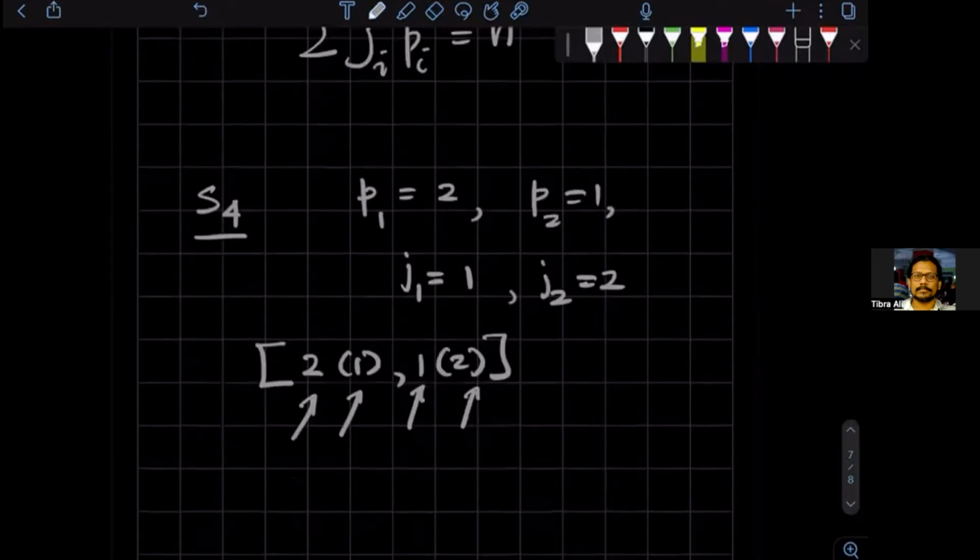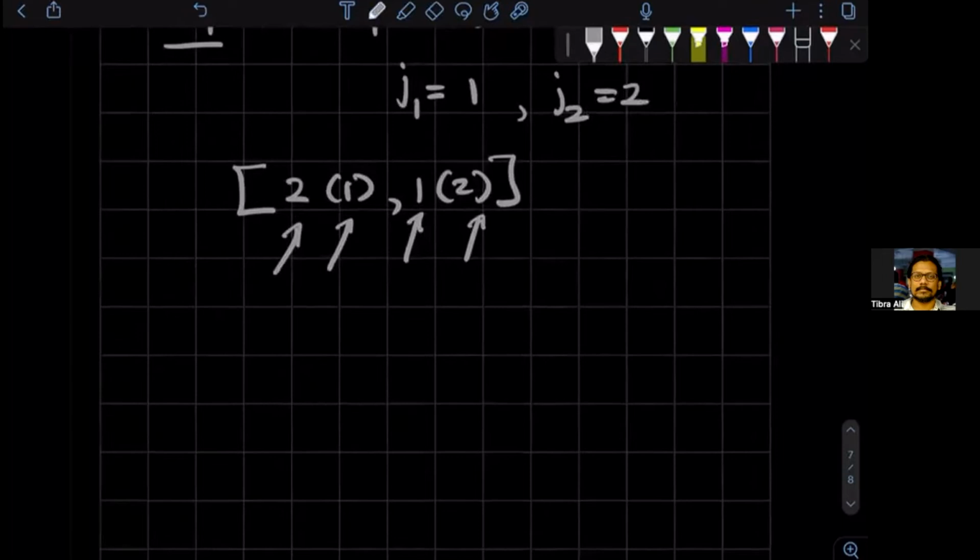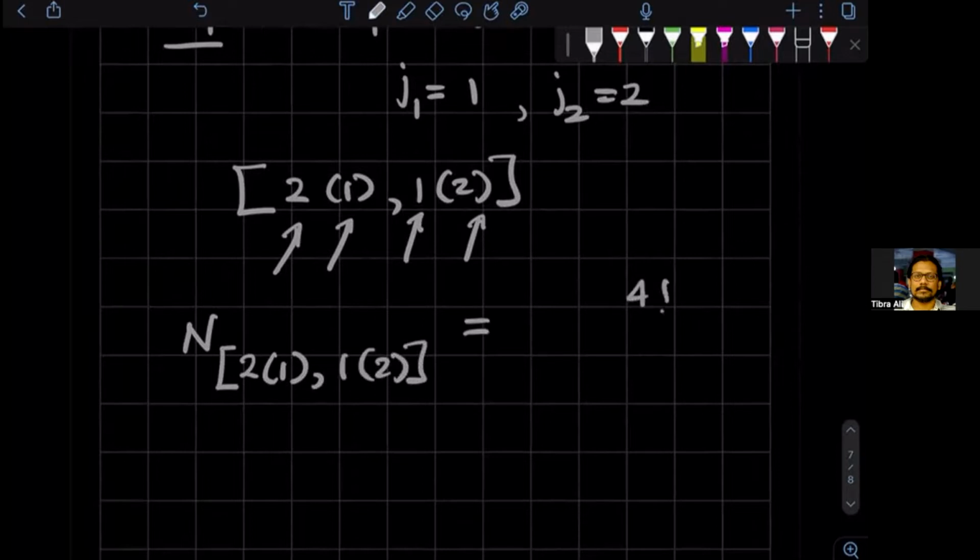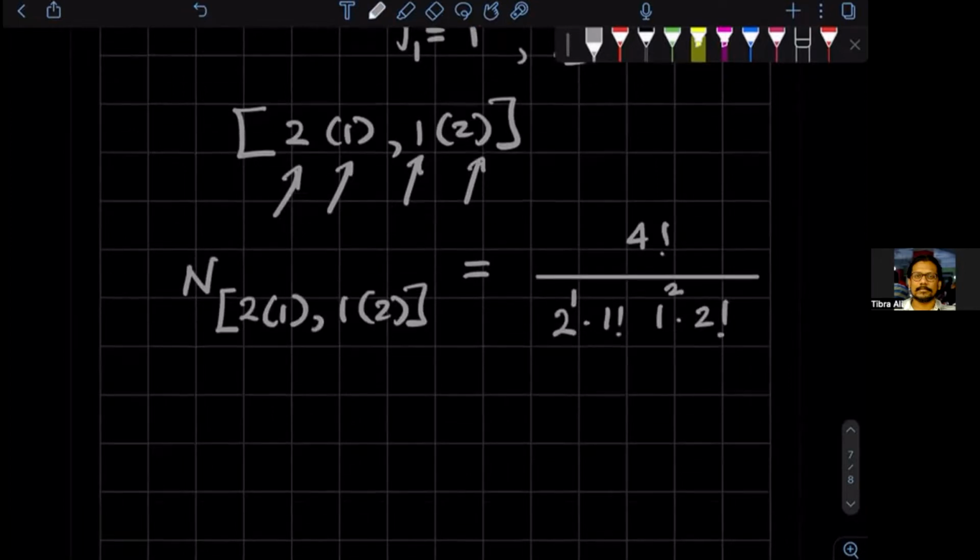And let's see if this is going to give us the right answer. So we have n, and the number of 2 cycles, 1 2 cycles, and 2 1 cycles is going to be, well, we are looking at factorial 4 divided by 2 to the power 1 times 1 factorial, and then we have 1 to the power 2, and then 2 factorial, right? So here we see in the denominator we have 4, in the numerator we have 4 factorial, so the result is 6, which matches the calculation that we did before, right?